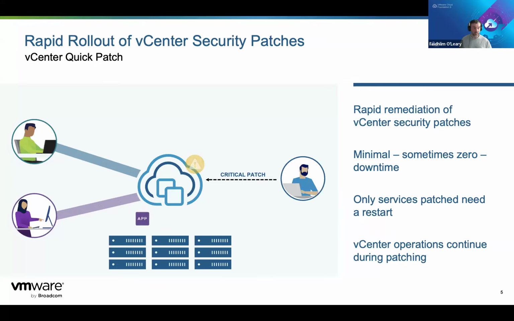In our diagram here, we've got two users that are interoperating with vCenter. They're still deploying VMs. They're still making API calls while the patch is being applied. So there's no interruption to the service depending on what is being patched.